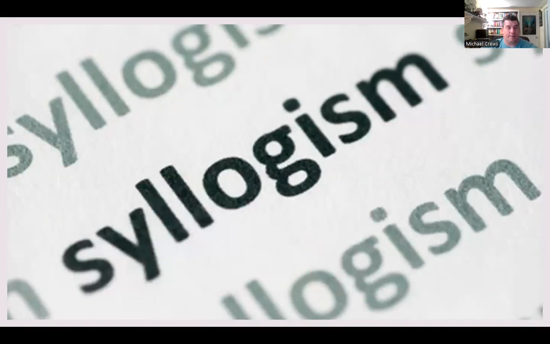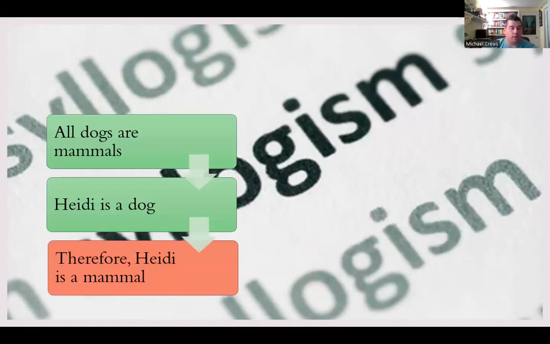So, an example from your textbook: all dogs are mammals. Heidi is a dog, therefore Heidi is a mammal. Okay, we know that dogs are mammals because they feed their offspring with milk that they create from their mammary glands. If we trust that this thing we're calling Heidi is a dog, we know that logically Heidi then is a mammal because dogs are mammals.